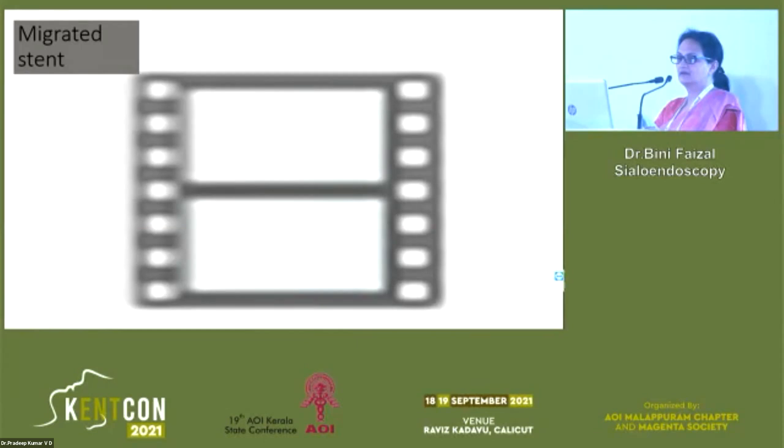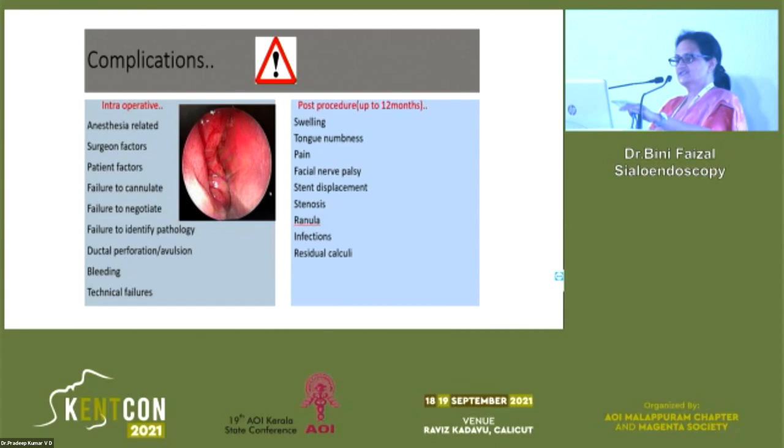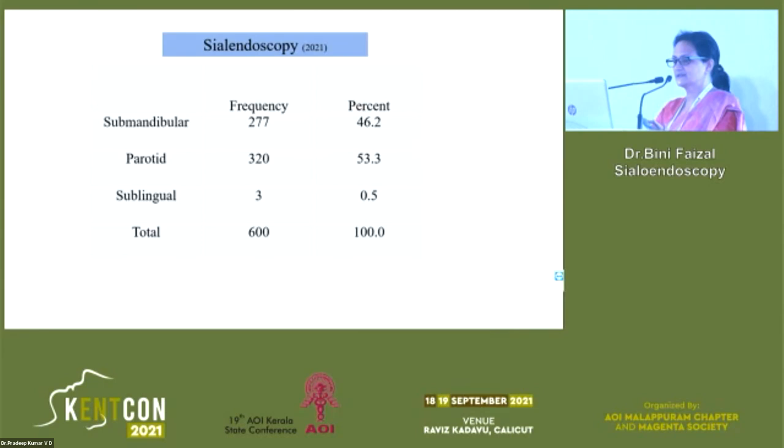That was a case of a migrated stent. The stent had gone far inside and then it was retrieved with the help of forceps. It has gone into the duct system. So such complications once in a while can happen, but all can be removed without any issues. So complications, just how you write for a question answer, you can list many, but generally it is a kind of safe procedure. There were around 600 cases, 277 submandibular scopies and 320 parotid.